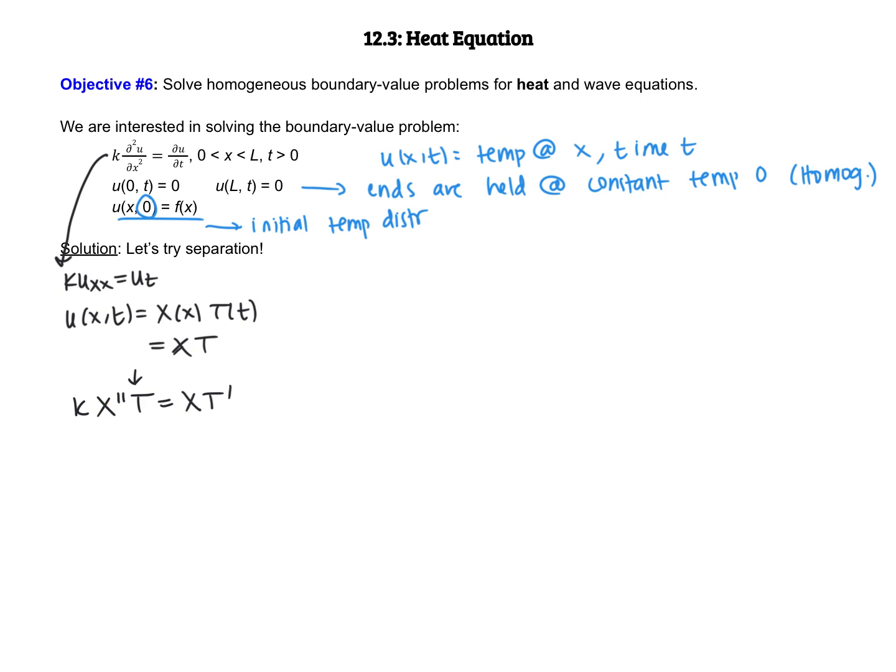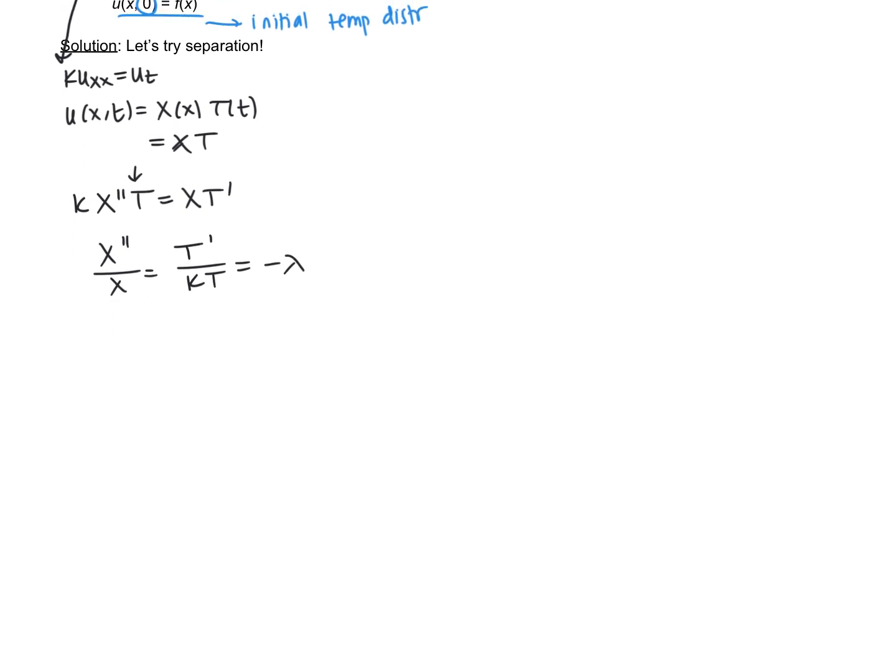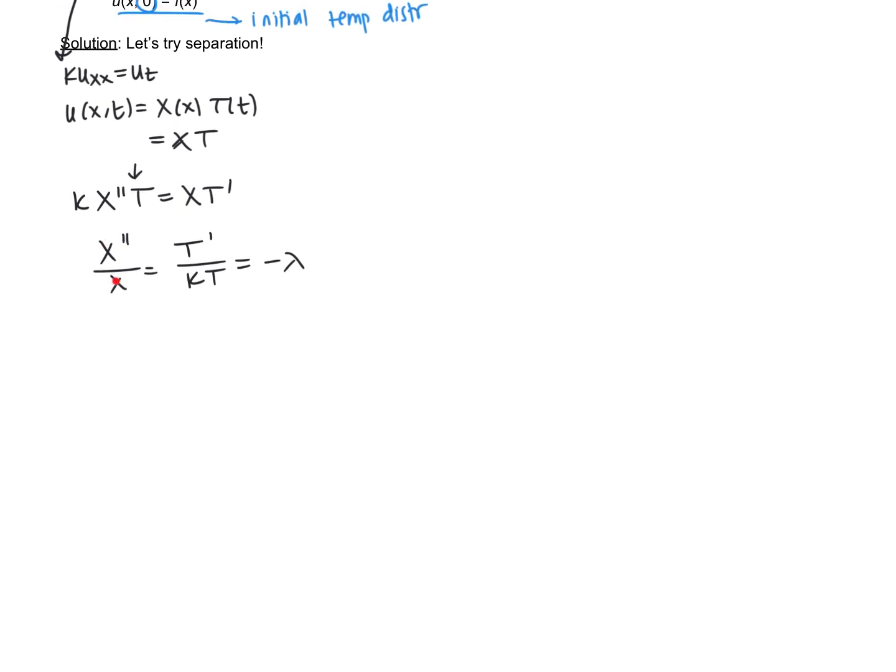Okay, so if we separate this, we're going to get X double prime over X is equal to T prime over kT. And if you remember, we set this equal to negative lambda. Then if we set this equal to negative lambda and this equal to negative lambda, it's going to give us two different equations. We will get X double prime plus lambda X equals 0, and we'll get T prime plus k lambda T is equal to 0.